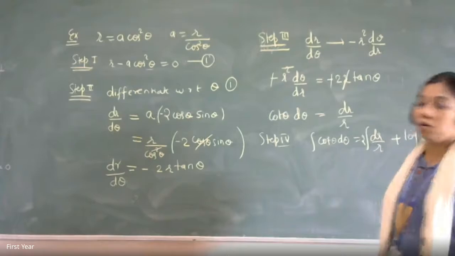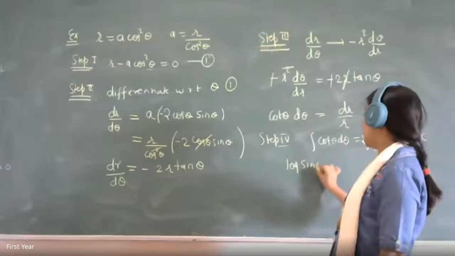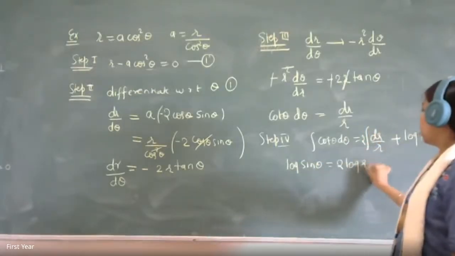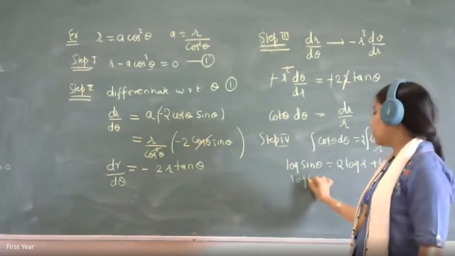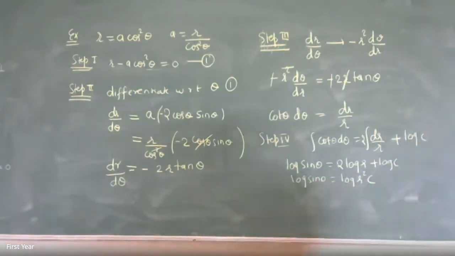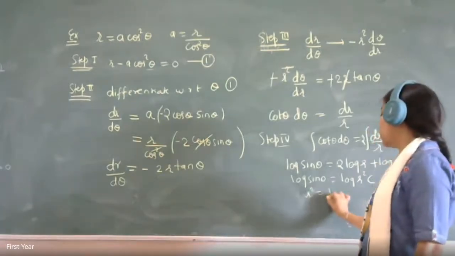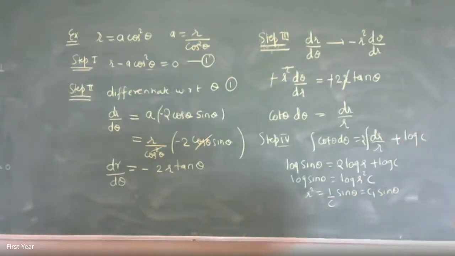So what's the integration of cot? Cot is log of sin theta. So log of sin theta is equal to 2 log of r plus log of c. So 2 will go on top, and it is log of sin theta is equal to log of r square c. Taking anti-log, r square is equal to 1 by c sin theta, or c1 sin theta. That's your orthogonal trajectory. r square is equal to c1 sin theta. We are going to draw the polar curves, and at that time we'll see what this represents.